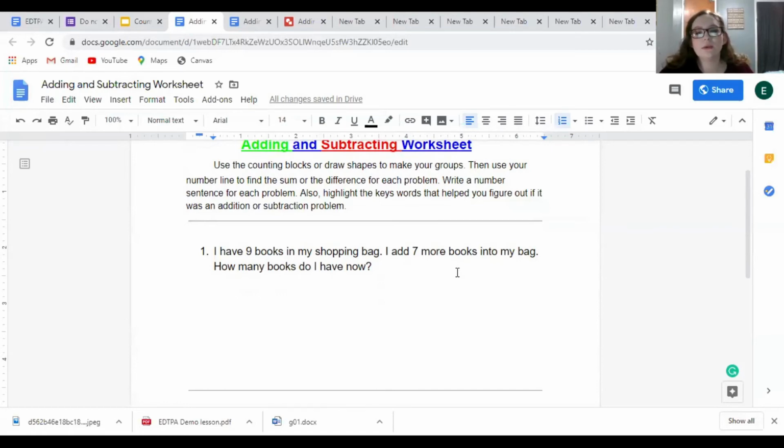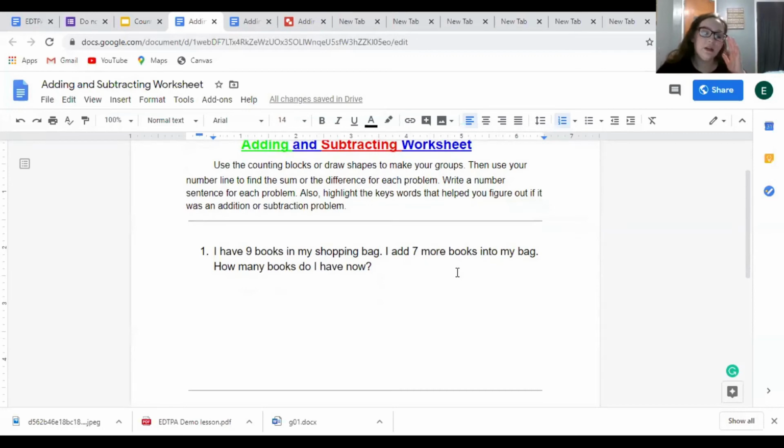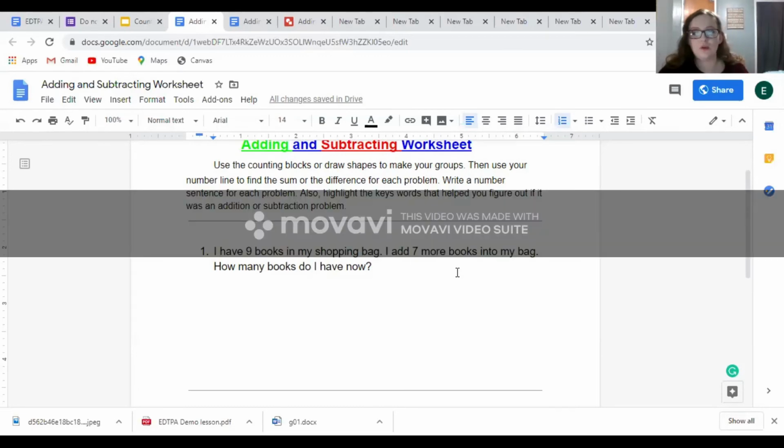So you're going to write the number sentence, and you also are going to either highlight or circle or underline in a color. It could be a crayon, a colored pencil, a marker, nothing too dark, but you can use a highlighter just to highlight the key terms that helped you figure out what to do with the problem. If you're adding, if you're subtracting, if you're doing both, I want you to highlight those words that helped you.